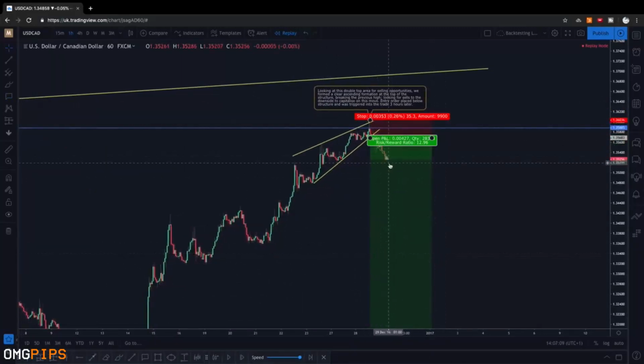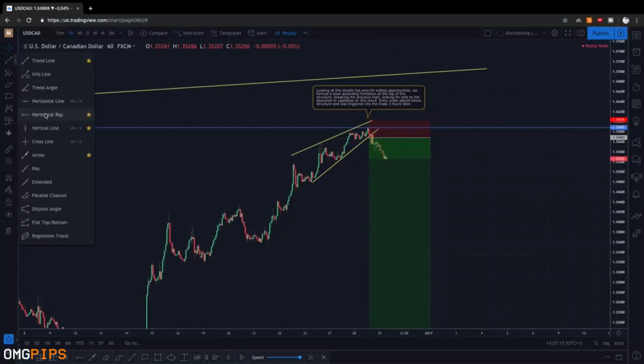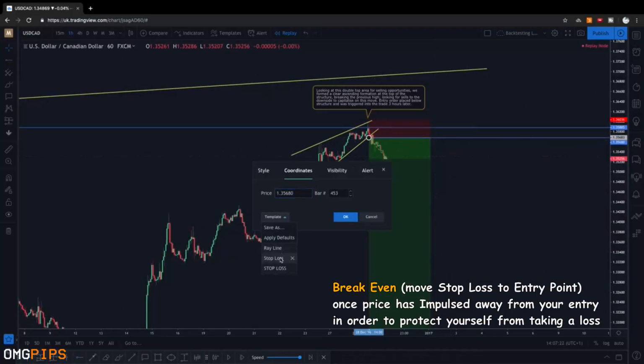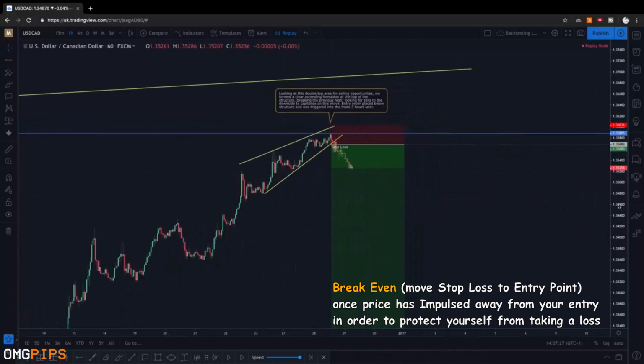So impulsed away from the entry, so I'm going to move to break even at this point. I'm just going to use a horizontal ray on the tools option. I'm going to put this in there around about the break even area, and I'm just going to adjust it slightly for my stop loss. Very simple to set a template up like that.